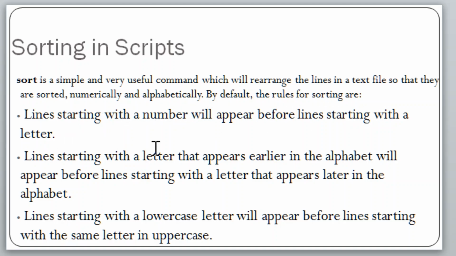Lines starting with a letter that appears early in the alphabet will appear before lines starting with a letter that appears later in the alphabet. Lines starting with a lowercase letter will appear before lines starting with the same letter in uppercase. Okay? All this is saying, guys, is that it sorts alphabetically, and lines starting with a numeric or alphanumeric character will come before lines starting with a letter.